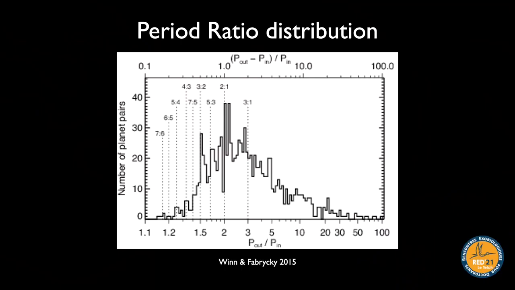Another constraint that will come up again, and I'll talk about this more later, is the period ratio distribution. And so we'll talk about that more later. I won't go into detail on it now.